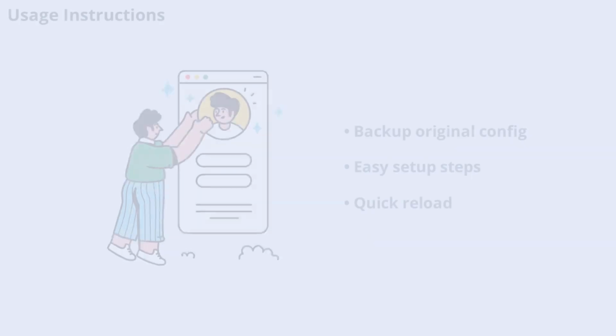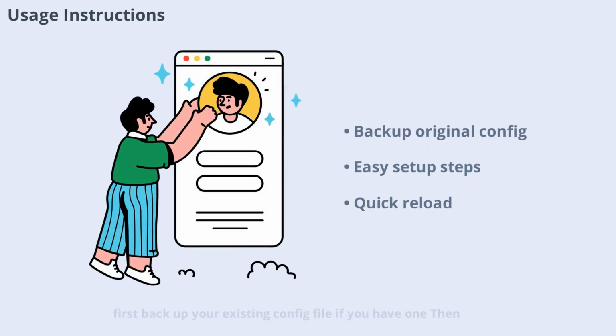To use the full config, first back up your existing config file if you have one. Then, create the config directory if it doesn't exist, paste the provided config into the file, and reload Ghostty. This ensures you have a safe setup and can easily revert if needed. With these steps, you'll be up and running with a powerful, customized terminal in no time.